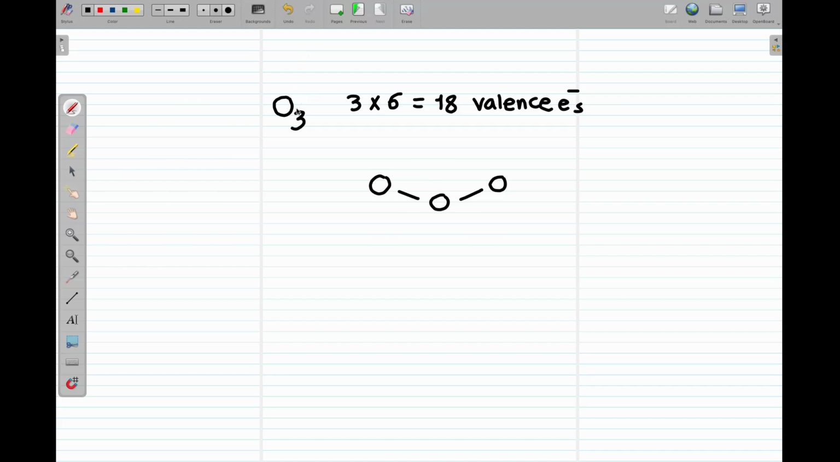Another example is oxygen in the form of ozone gas, made from 3 oxygen atoms. 3 times 6 valence electrons is 18 electrons. So each oxygen is bonded to every other oxygen with one single bond only. Out of 18 electrons, we have finished only 1, 2, 3, 4. So this one has 1 and 5 more not bonded, and this one has 2 and 4 more not bonded, and this one has 1 and 5 more not bonded.